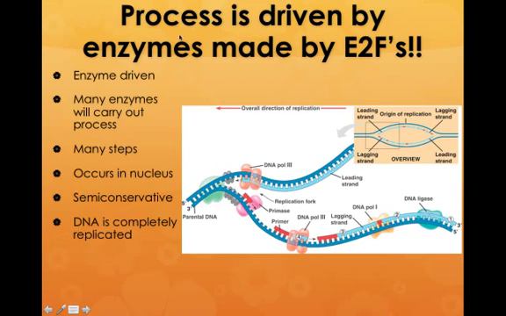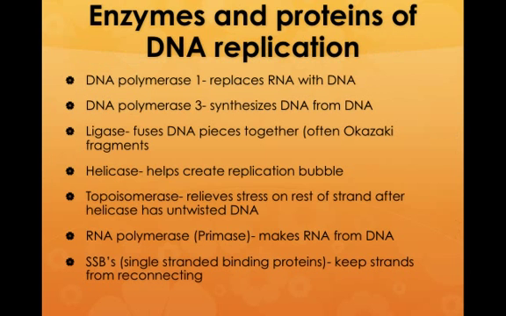The process of replication is enzyme driven. It has many different enzymes and many different steps. It occurs in the nucleus. We just talked about it being semi-conservative. And in the end, DNA is completely replicated so that the cell can enter mitosis, most specifically prophase of mitosis, or meiosis for that matter.